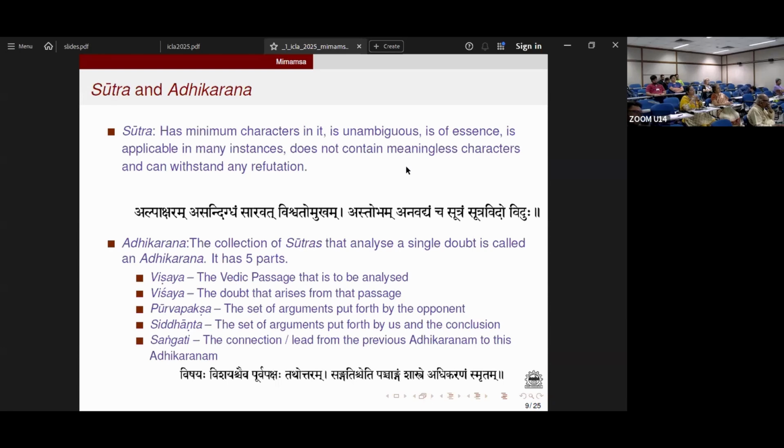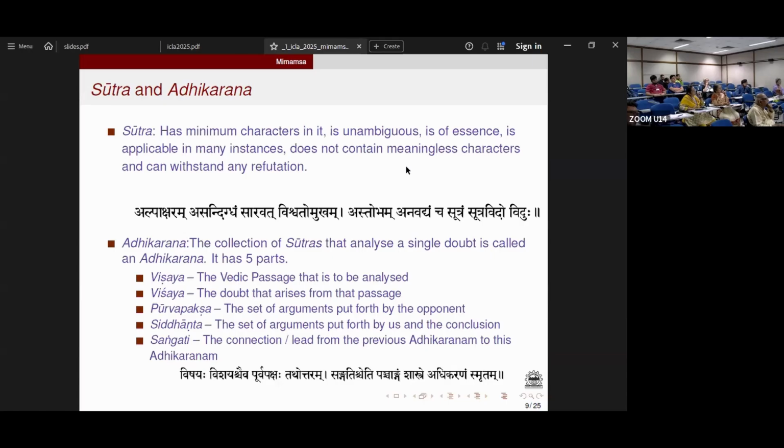And saravat, which means it is of essence. It has the essence of whatever is to be conveyed. Vishwatomukham basically means that it is applicable in many instances. And astobham anavadyam. Astobham means that there are no meaningless characters in it. And anavadyam, there is no fault or any blemish in it. Okay. So that's the definition for a sutra. So a sutra is to be written with this kind of structure. Okay. And many sutras form an adhikarana, which is a topic.